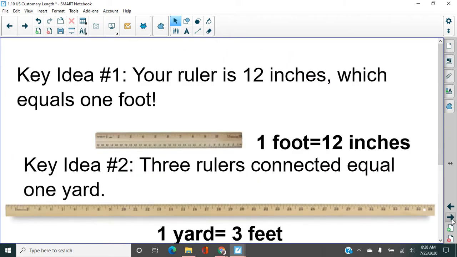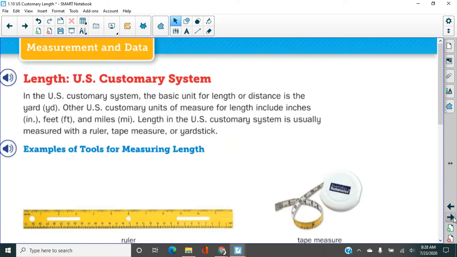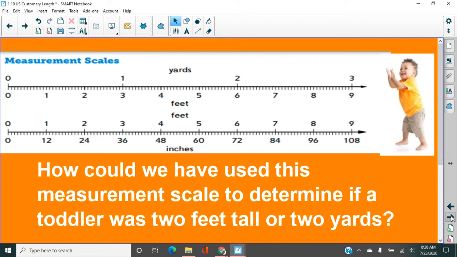And so what we're going to talk about today, these two key ideas. Your ruler is 12 inches, which equals 1 foot. So it's 1 foot from the beginning of your ruler to the end of your ruler. Key idea number two is that three rulers connected together equal 1 yard. And 1 yard equals 3 feet. And you are welcome to read about this in your SRB. There's a section about these customary units.